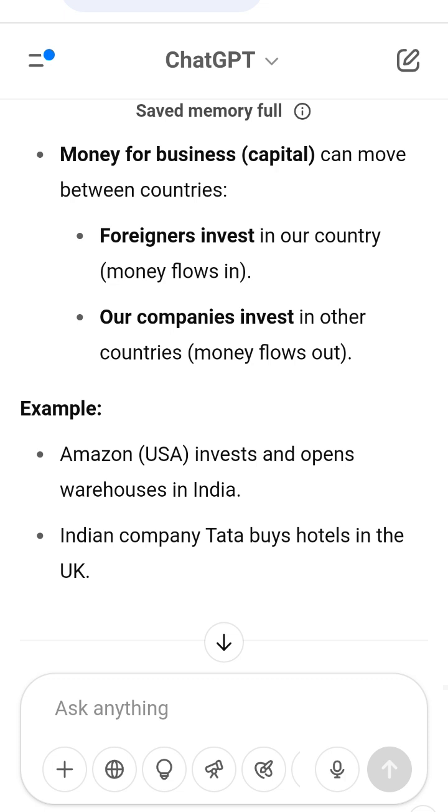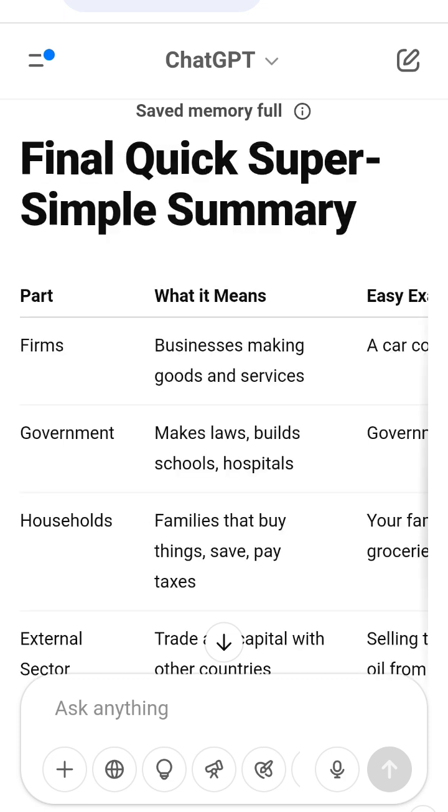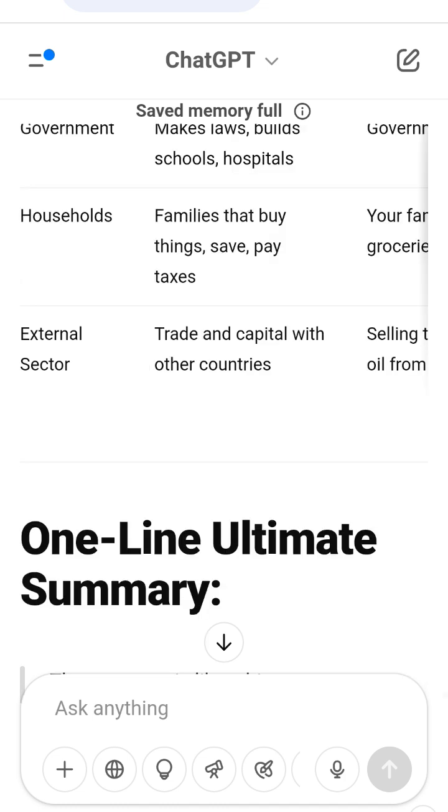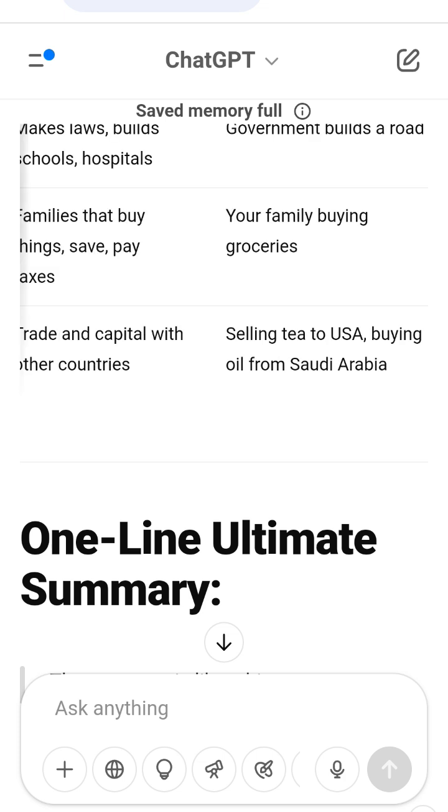Final quick super simple summary. Easy example. Firms, businesses making goods and services, like a car company. Government makes laws, builds schools, hospitals, a road. Households, families that buy things, save, pay taxes, like your family buying groceries. External sector, trade and capital with other countries, like selling tea to USA, buying oil from Saudi Arabia.